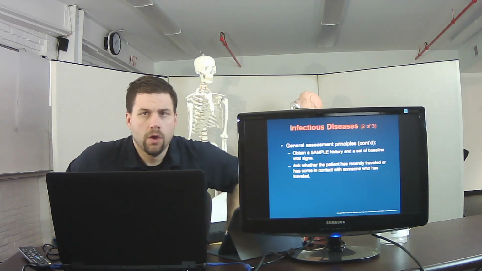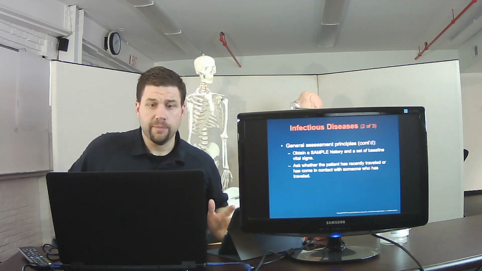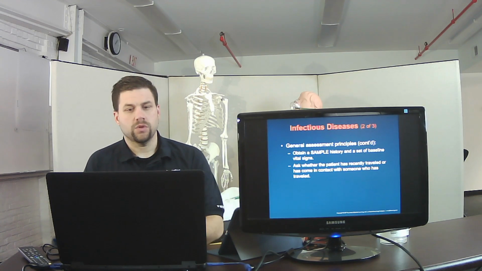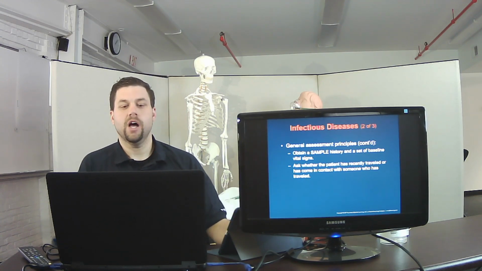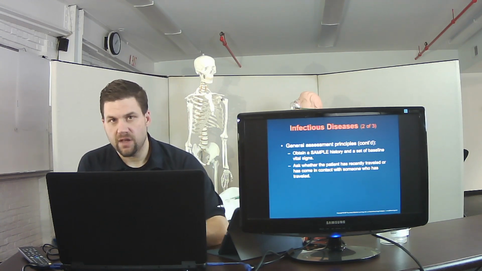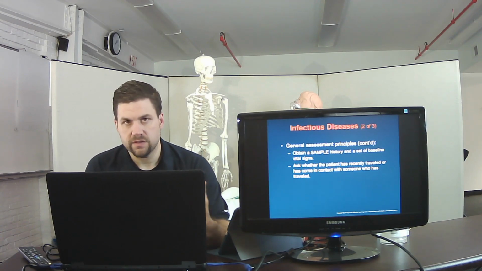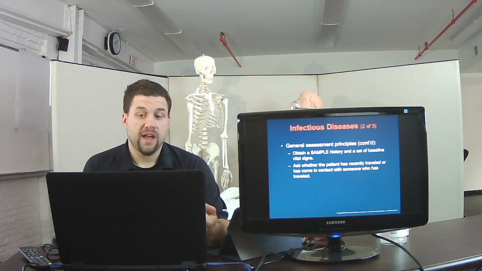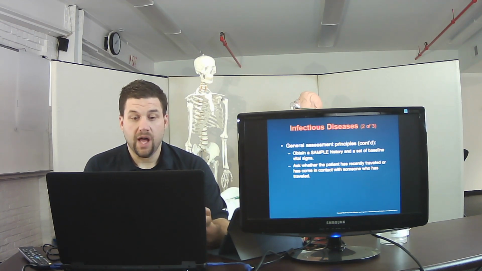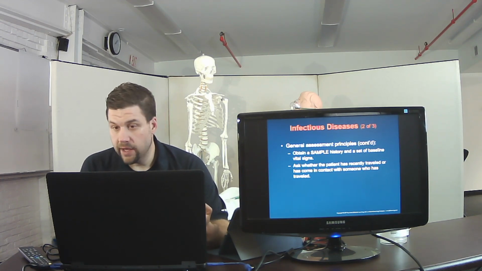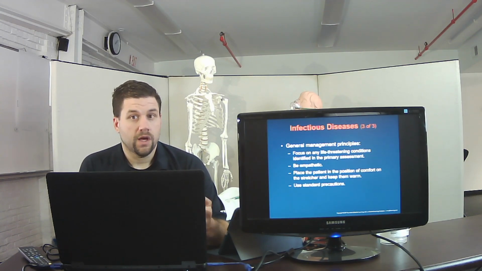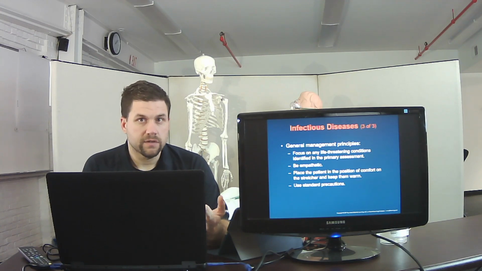So we're also going to use SAMPLE history: signs, symptoms, allergies, meds, past medical history, last oral intake, or the events leading up to, and get a set of baseline vital signs. It's going to give us a place to start. We're also going to ask the patient whether they have recently traveled or they've come in contact with someone who has traveled. Why? That's very, very important now in our infectious disease because of spreading of viruses.